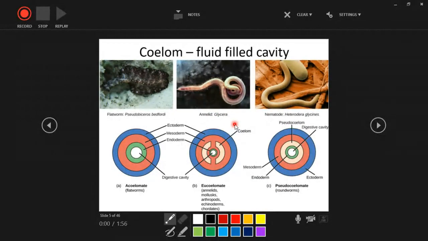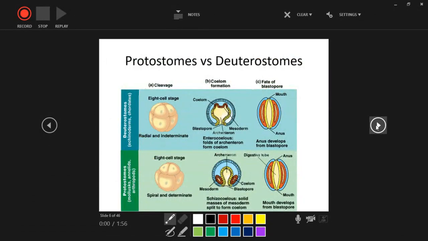So for the common names, we have to kind of know the difference, whether it's a coelomate, pseudocoelomate, or acoelomate. Flatworms, acoelomate. Coelomate, earthworm as an example. Pseudocoelomate, roundworms. All right, so that was the types of coeloms. Now let's talk about the two lineages of triploblastic animals. So we have the deuterostomes.